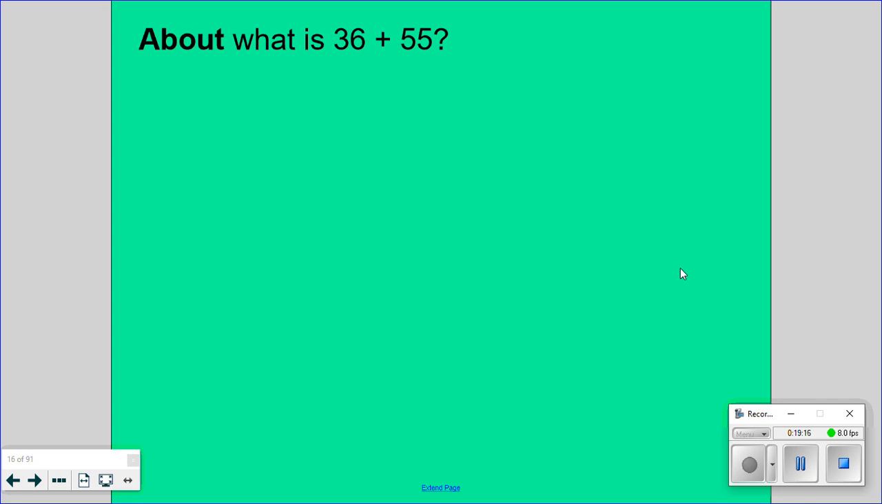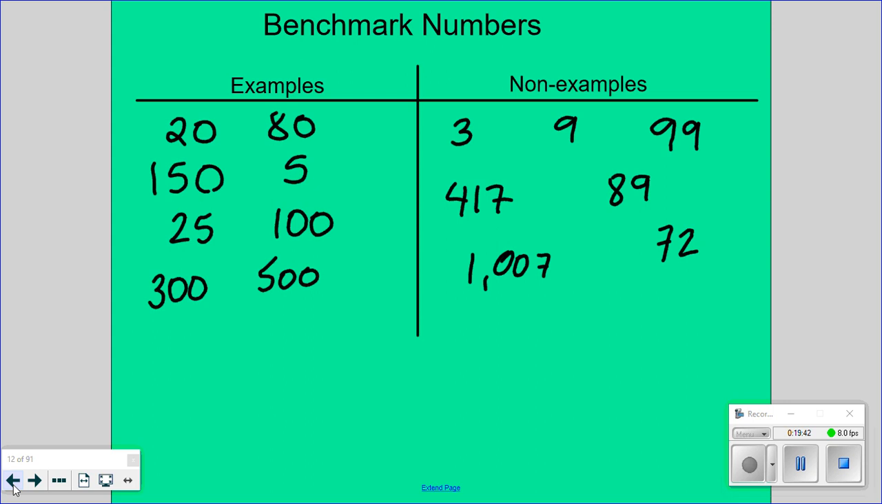22. Is that a friendly number? No. What would be a friendly number that's close to 36? Maybe 42. Is 42 a friendly number? You want me to go back and look at our friendly numbers? Look at our friendly numbers. 42 is not going to fit on that list.